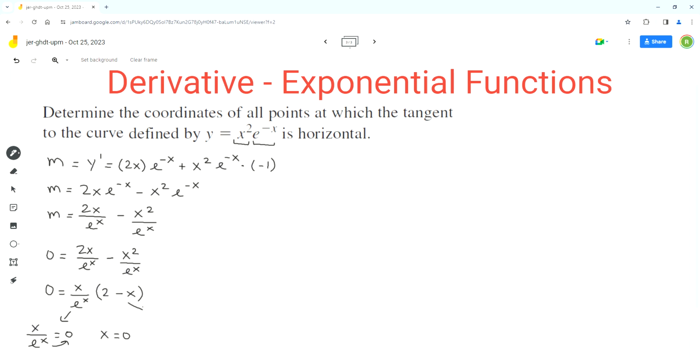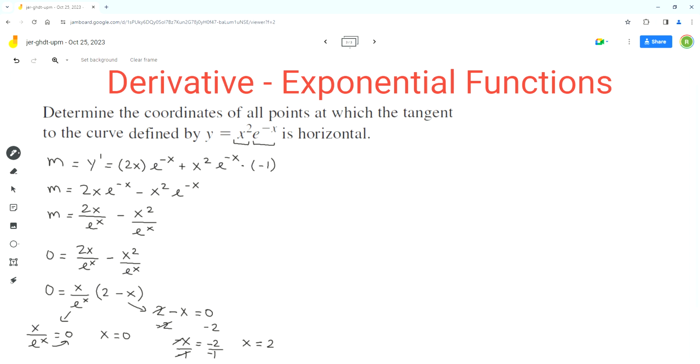Now we can analyze the second case. Now we can isolate x by subtracting 2 from both sides. So we get, now we can change negative x to positive x by dividing both sides by negative 1. So the negative on the left side gets cancelled out. So we are left with x equals positive 2. So this is the second x coordinate at which the tangent is horizontal.